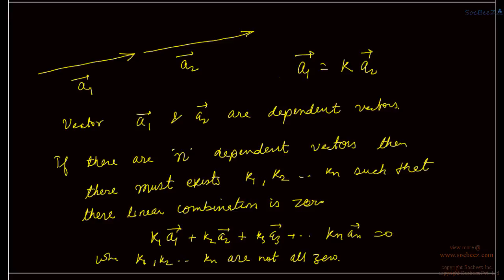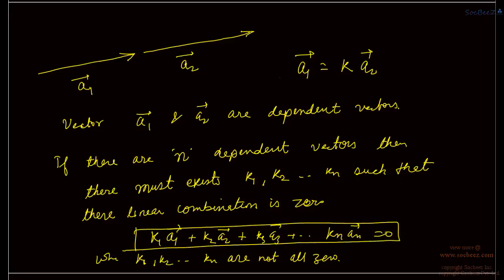If all are 0, then we cannot say the vectors are dependent. If all are 0, then the vectors are independent, because these vectors do not depend on each other, right? But if they are dependent, then there must exist at least one non-zero value of k such that its linear combination is 0. So two collinear vectors are always dependent. Similarly, three vectors which lie on a plane are always linearly dependent.